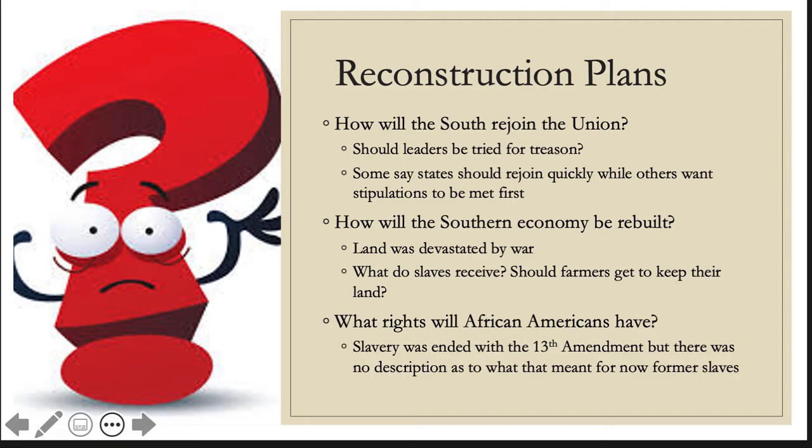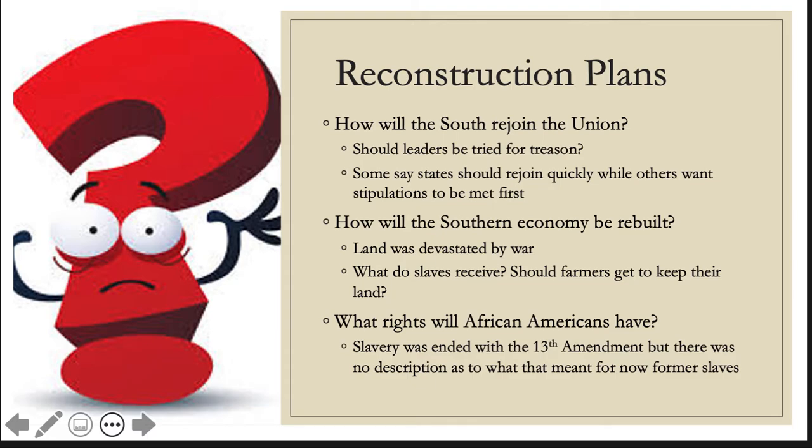The other major question is how will the southern economy be rebuilt? Remember, things like Sherman's March to the Sea completely devastated the lands of the South. And this poses the question of what do slaves receive? Do we give them portions of land? Do farmers get to keep all of their land? Is there going to be enough to go around? We now have this large population of people that are entering the workforce, and is there going to be enough room in the workforce for them to enter?